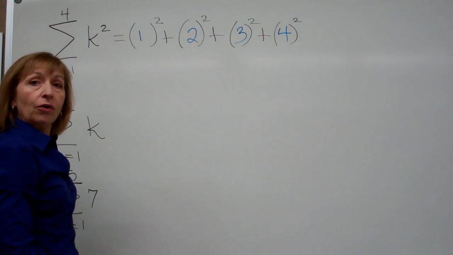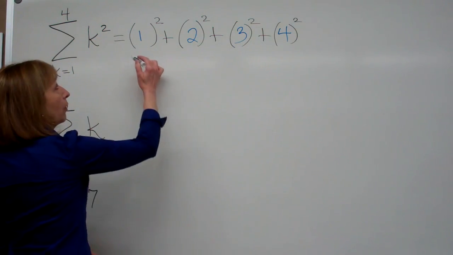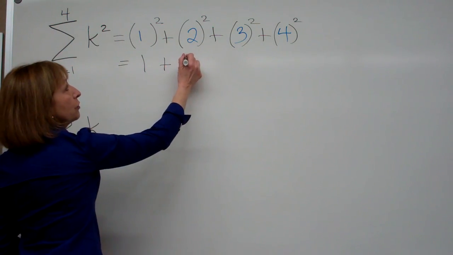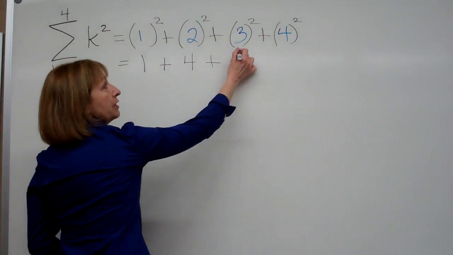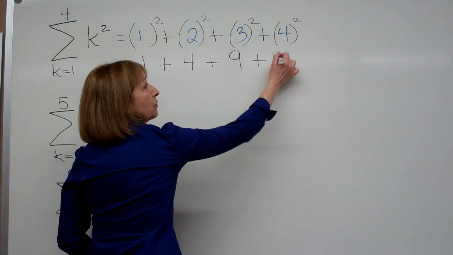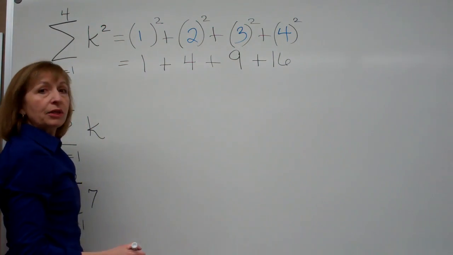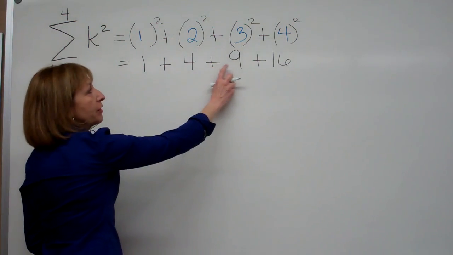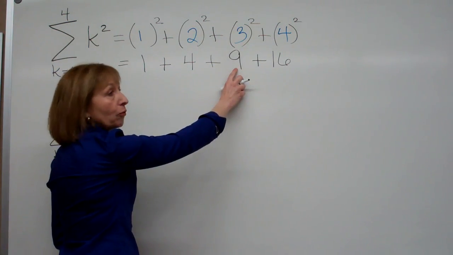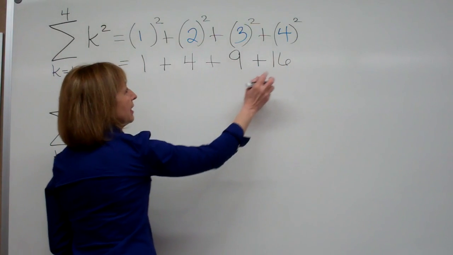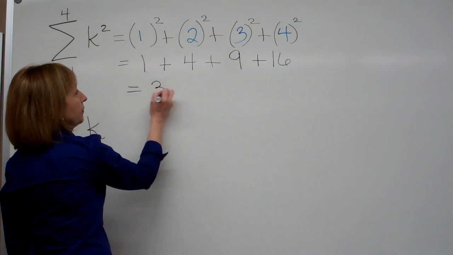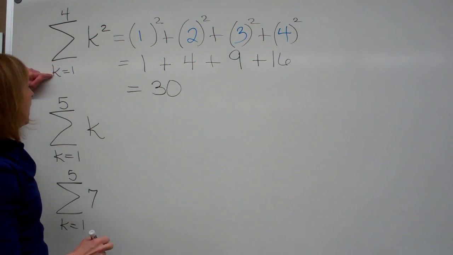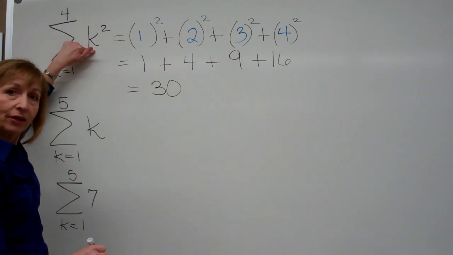So now we're going to go through and do our order of operations. 1 squared is 1, plus 2 squared is 4, plus 3 squared is 9, plus 4 squared is 16. And then we go ahead and find our total. 1 plus 4 is 5, plus 9 is 14, and 14 plus 16 gives me 30. So 30 is the result of the sum k equals 1 to 4 of k squared.